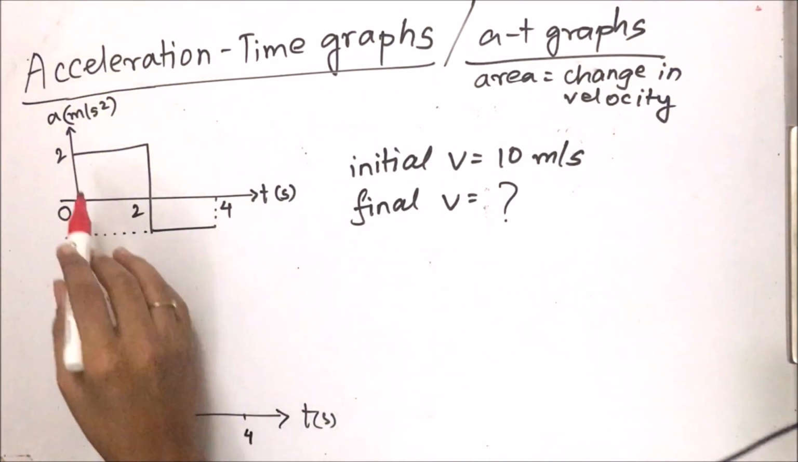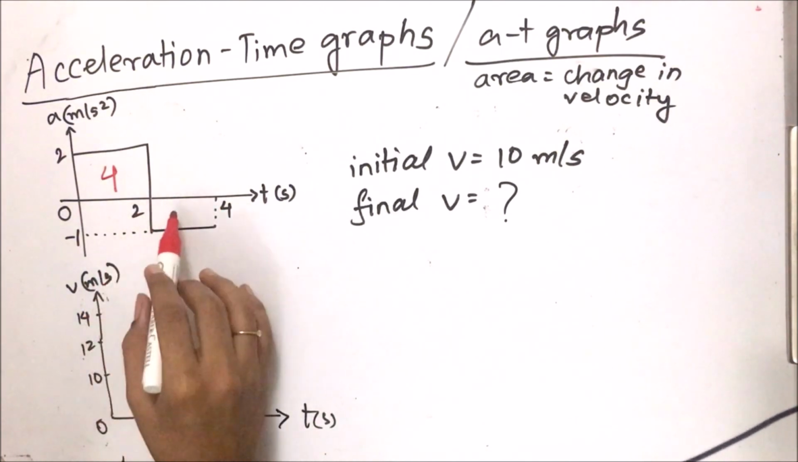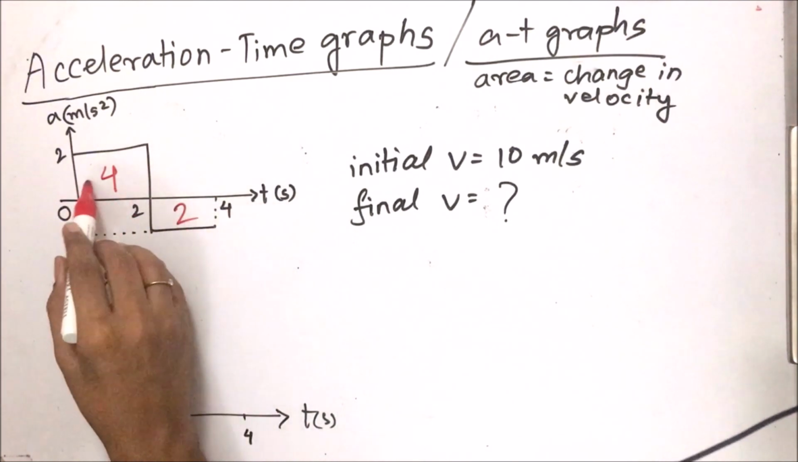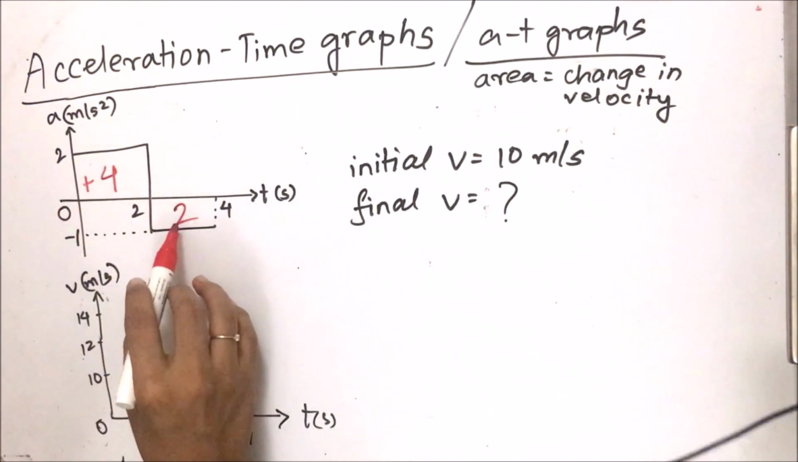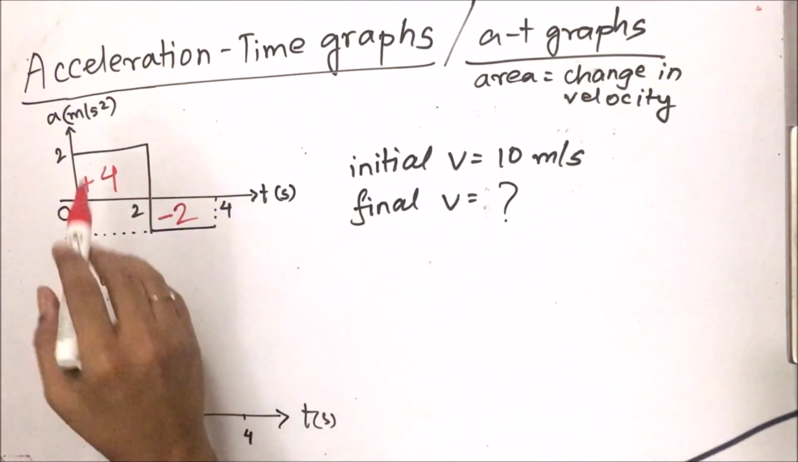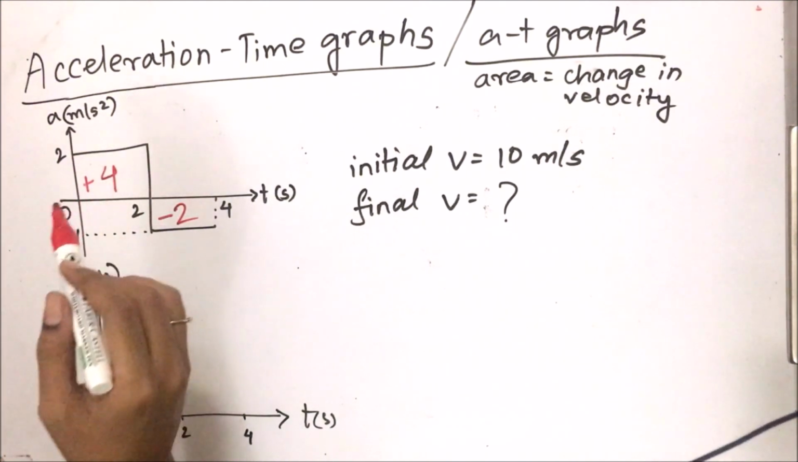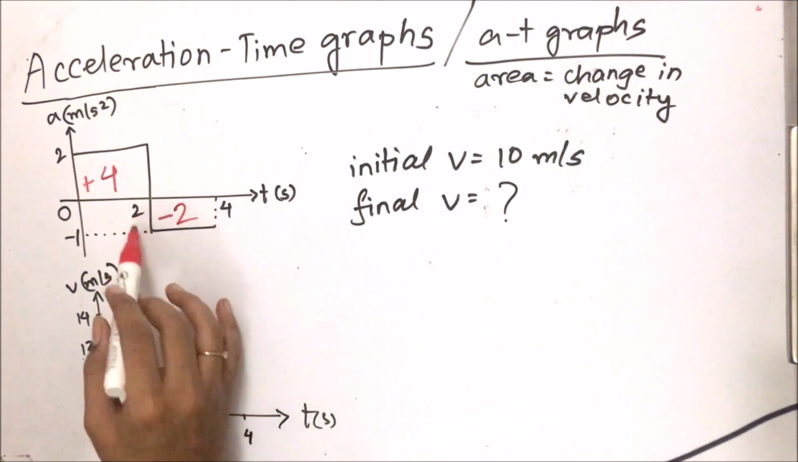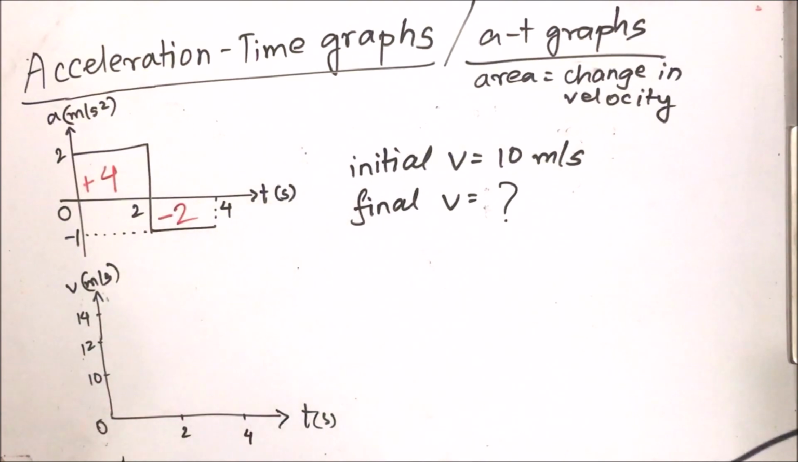In the first segment, the area is 2 into 2, that is 4. In the second segment, it is 2 into 1, that is 2. Since this part is above the time axis, this adds to our velocity. On the other hand, this part is below the time axis, so this decreases our velocity. Another way of thinking is that 2 has a positive value, so this is acceleration. The velocity increases, so +4. And here the acceleration has a negative value, so this is a deceleration. So in this part the velocity decreases, and hence the minus.